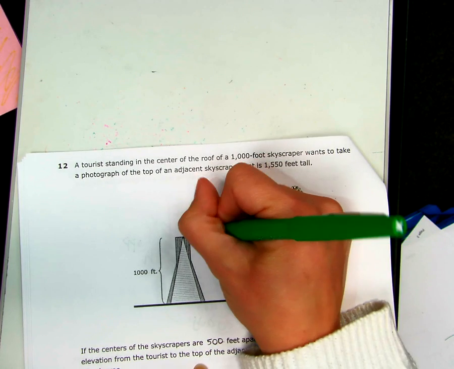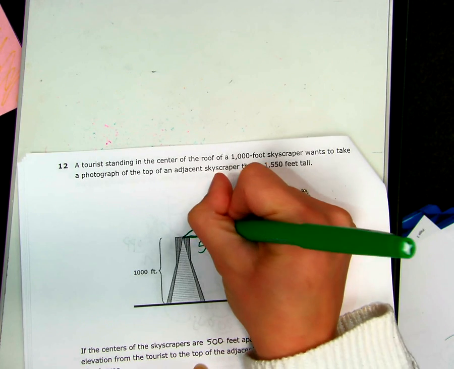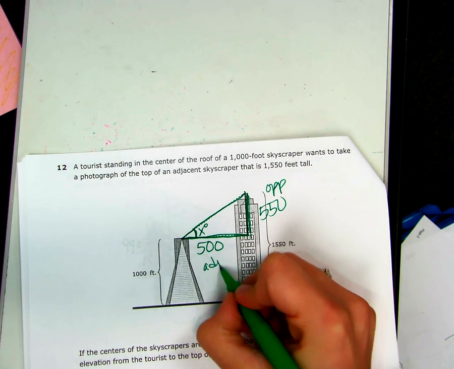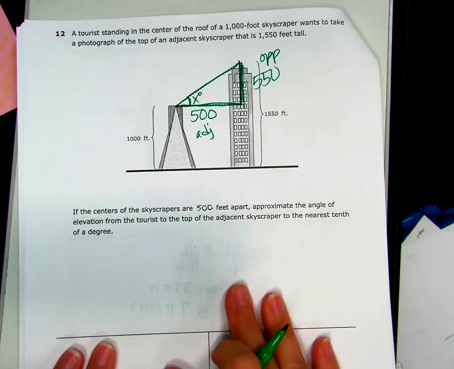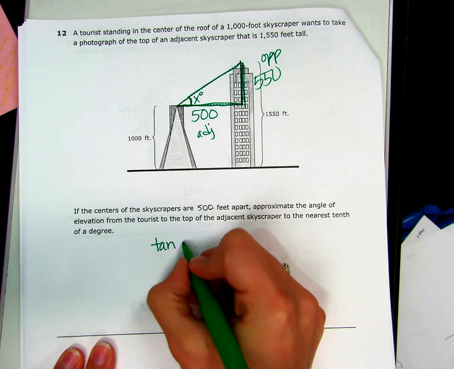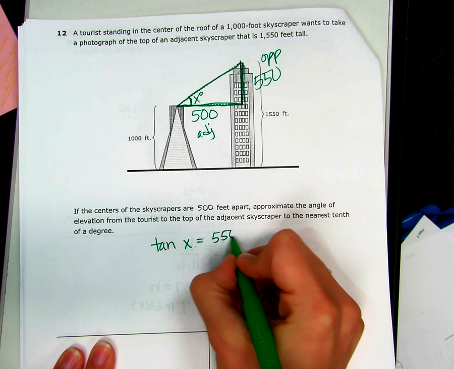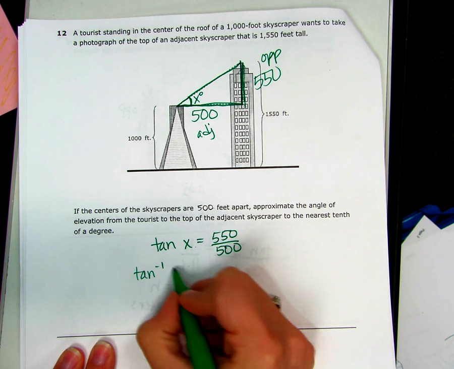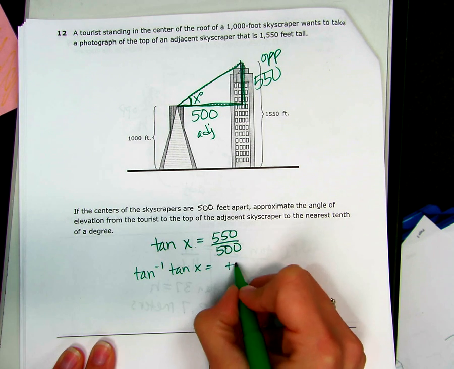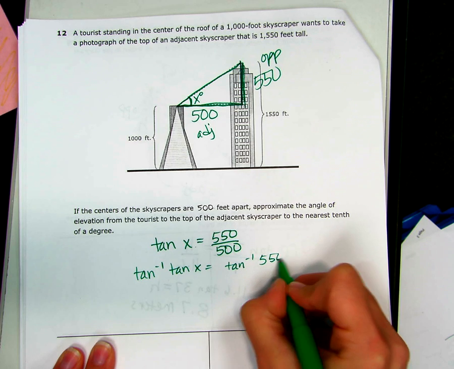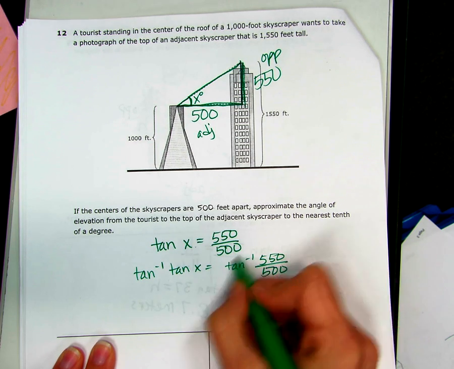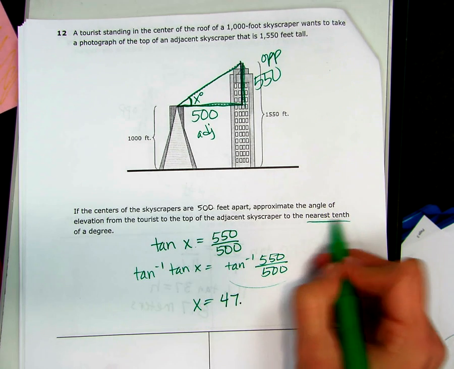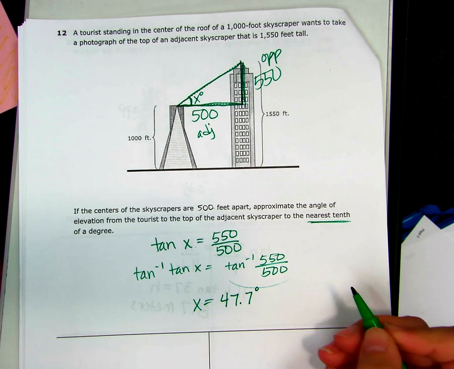Approximate the angle of elevation. There's the angle of elevation. That's where your x degrees are going to go. So we have opposite and adjacent, so we're going to use tangent. So we're going to say tangent of x is 550 over 500. To undo tangent, we do inverse tangent. So that's what you need to type in your calculator. X equals 47 point, it says nearest tenth, so we're going to say 47.7 degrees on that one.